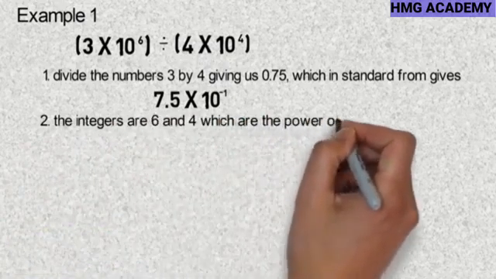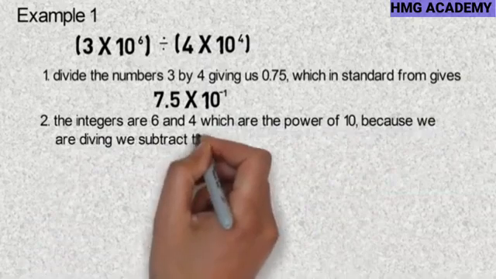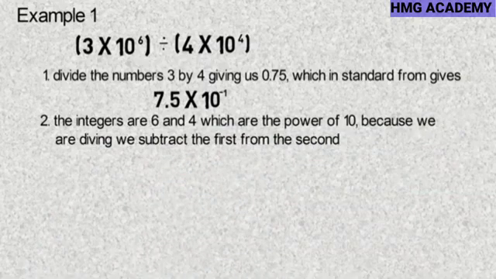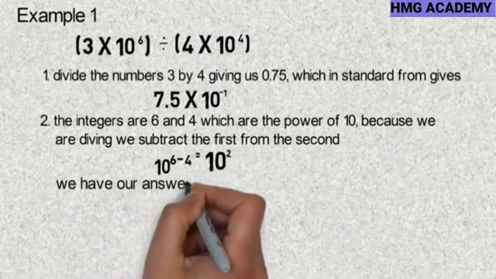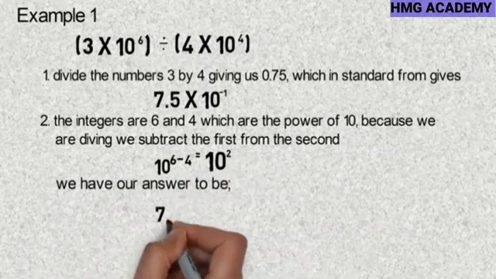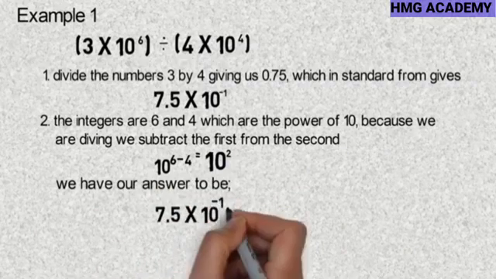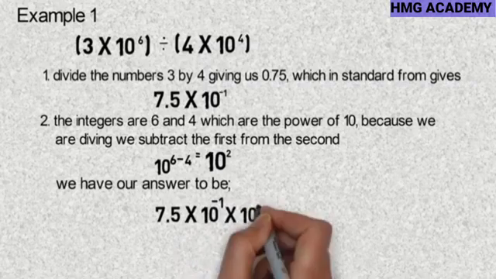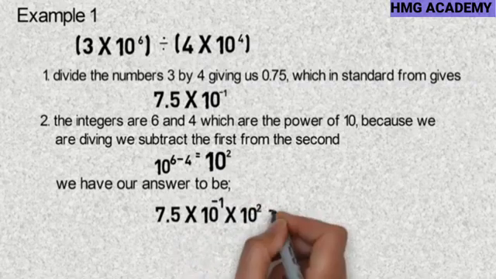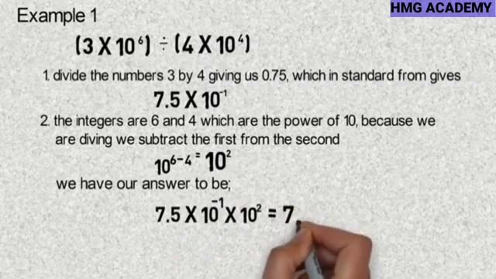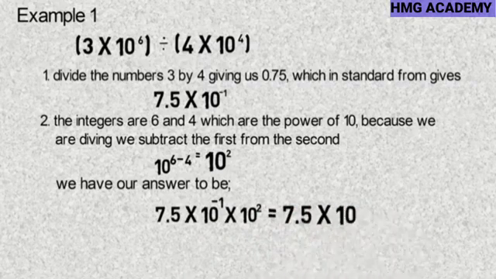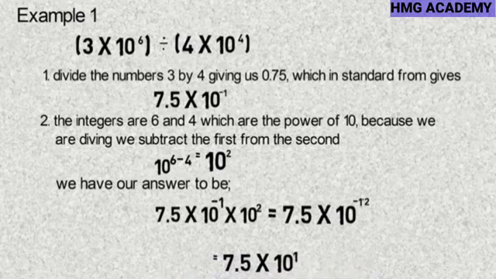Then solving the indices 6 and 4, we do our subtraction according to our rule. So 6 minus 4 gives 2. And since our division has also produced a new index 10 raised to power minus 1, we combine them together. So it gives 7.5 times 10 raised to the power minus 1 times 10 raised to the power 2. In this sense, we have it to be 7.5 times 10 raised to the power minus 1 plus 2, which gives 7.5 times 10 raised to the power 1.